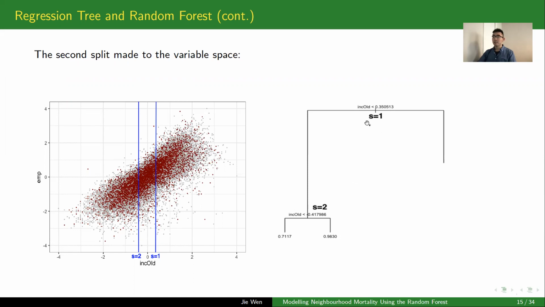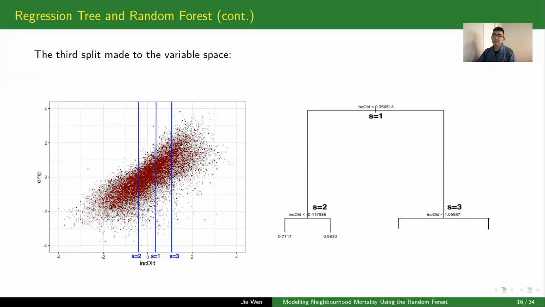And from the hierarchical structure chart, we can see that s equal to 2 is made on this half, and the splitting boundary is whether an RSOA has income score smaller than minus 0.41 or bigger than 0.41. And then for the third split, now the algorithm continues to decide we should rely on the encode to make the third split, because encode is a very important predictive variable.